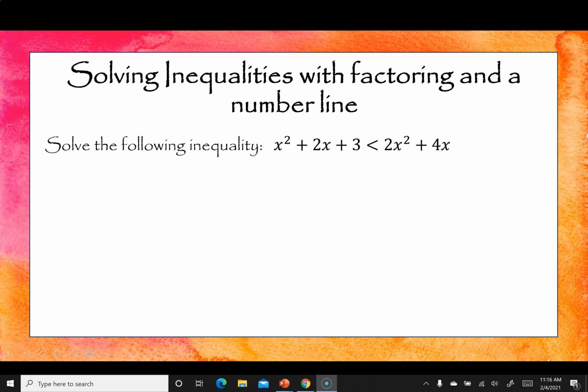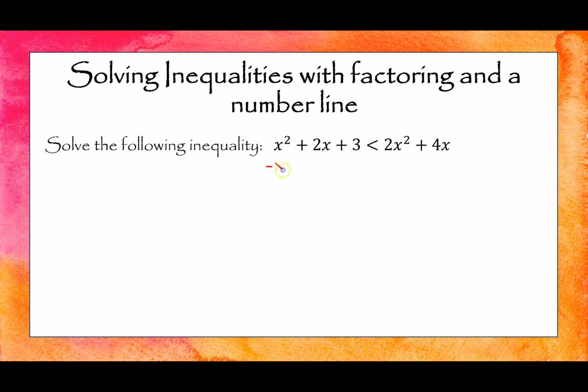And I kind of like to have it be a greater than. What I mean by that is, in this case, I would subtract the x squared to this side so that I'll have my greater than 0. So subtracting an x squared, this disappears. I drop down the 2x plus 3. And then I have a 2x squared minus a 1x squared, which just gives me a plain old x squared. And then I'm dropping down my 4x.